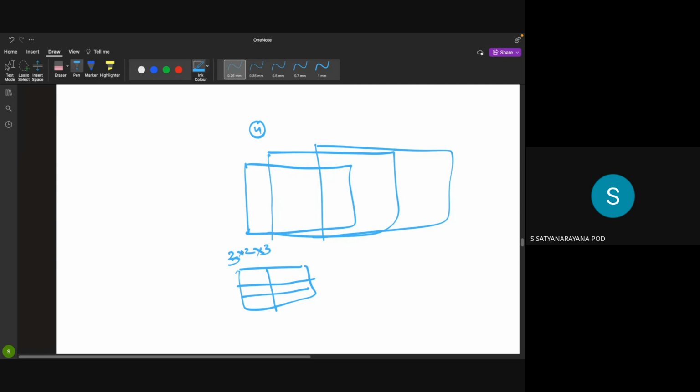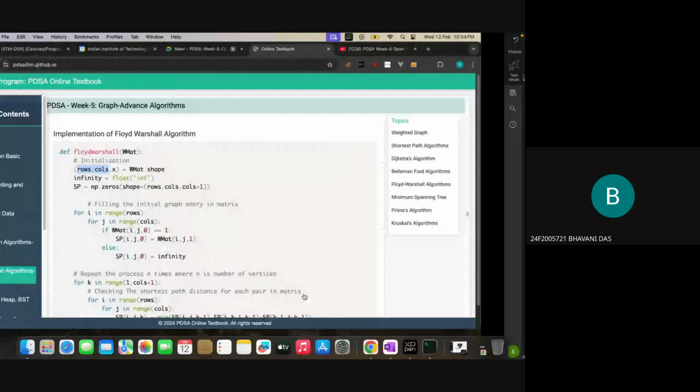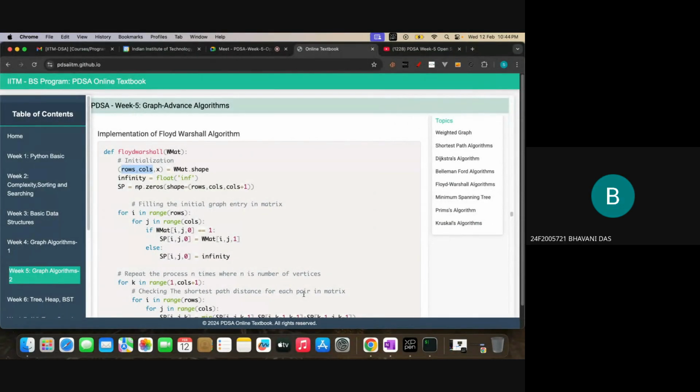One more thing: for this 3 cross 2 matrix, another 3 copies are maintained. That is a simple toy diagram. K is the third dimension: first version, second version, third version. The recent version is using the previous version's values.